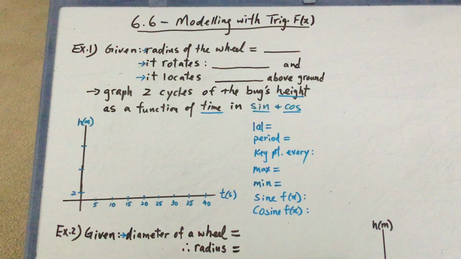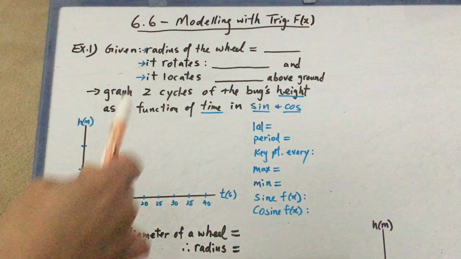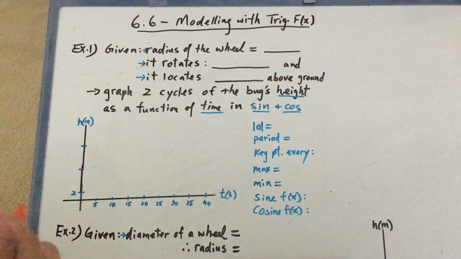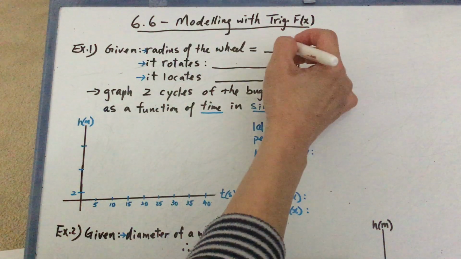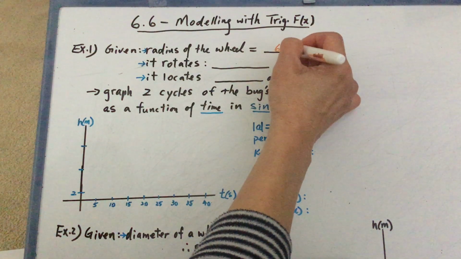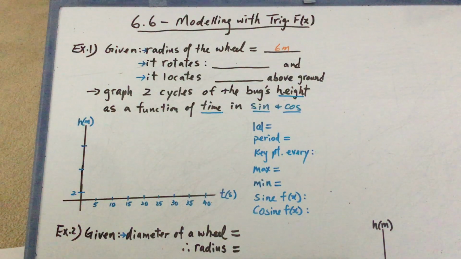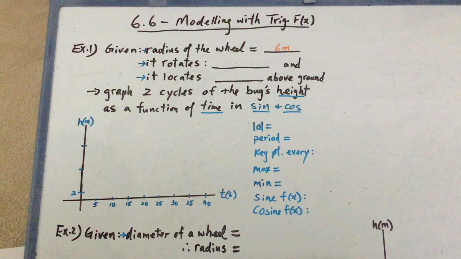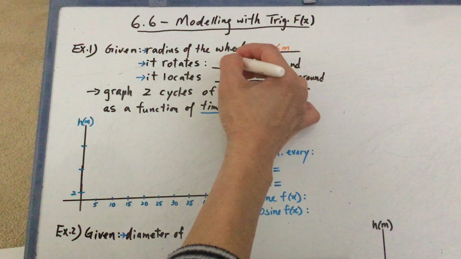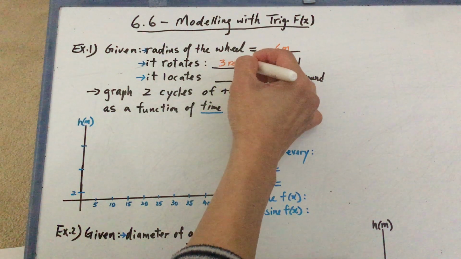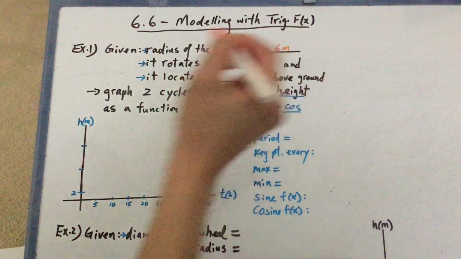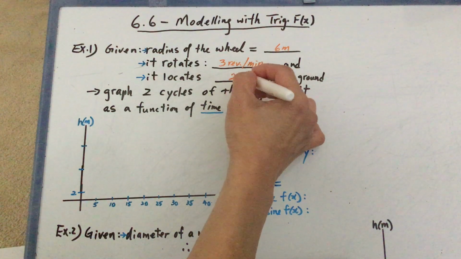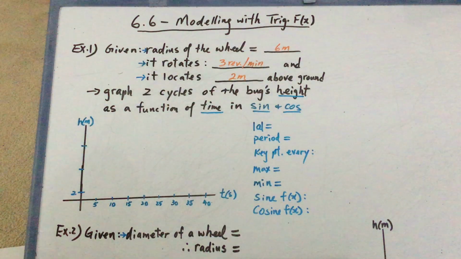So basically, with the information that is given, the radius of the wheel, okay, because the ladybug is sitting on the wheel, 6 m in radius, so we already know that the radius must be 6 m. And it also rotates 3 revolutions per minute. And it is located 2 meters above ground. So we have to make notes of all of this.